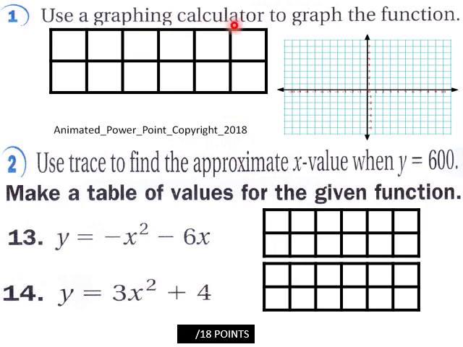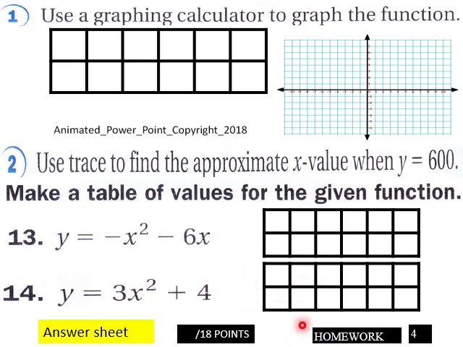Page 4, use a graphing calculator to graph the function. That goes back to the previous rainbow trout problem. Graph that function here, then fill in your table for that function. Then number 2, use trace to find the approximate x value when y equals 600 for each of these functions here. Here's your table. When y equals 600, what does x equal here? That's up to you. 18 points here, page 4.